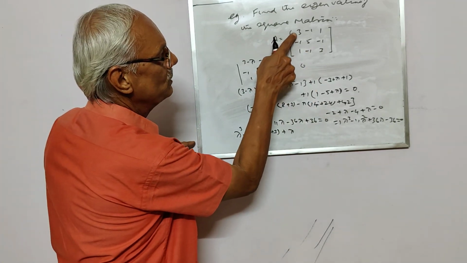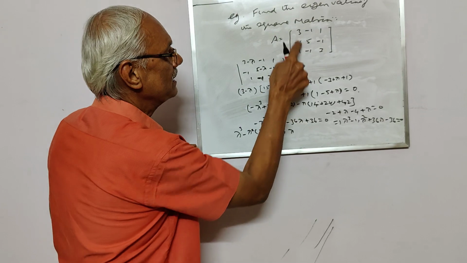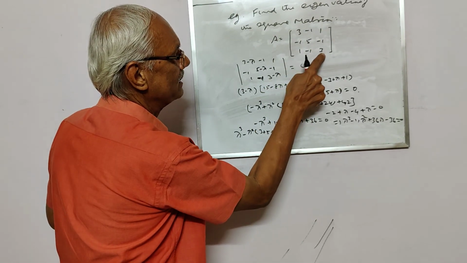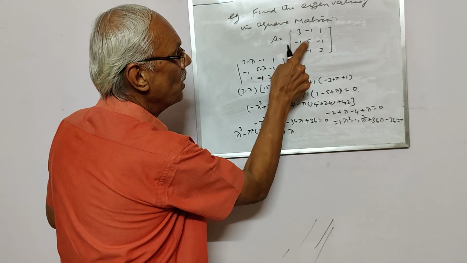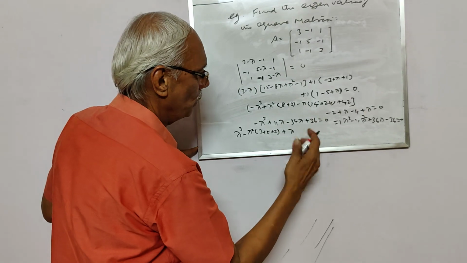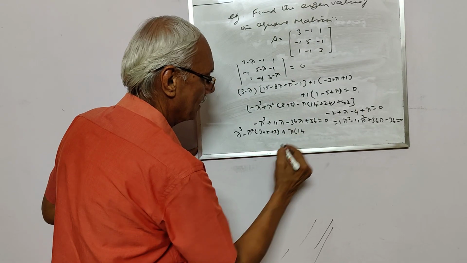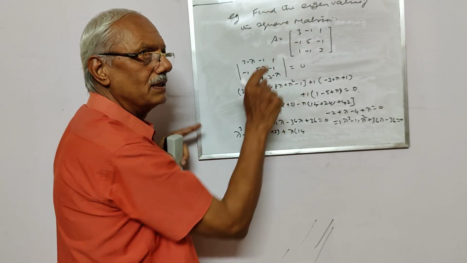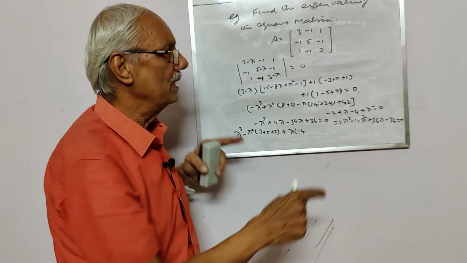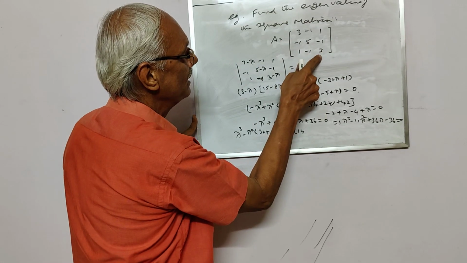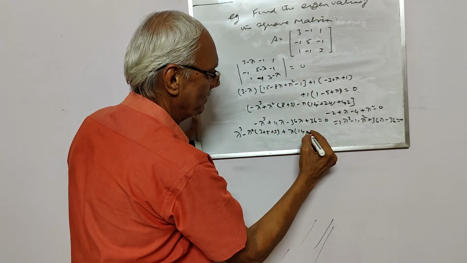See, for example, this is your 3. Suppress this row, suppress this column. What is the minor? 5, minus 1, minus 1, 3. You get the determinant value. 5 into 3 is 15. 15 minus 1 is 14. So write it as 14. Then come to the second element here. 5 is your principal diagonal element. Suppress this row, this column. 3 into 3, 9. 9 minus 1 is 8, plus 8.